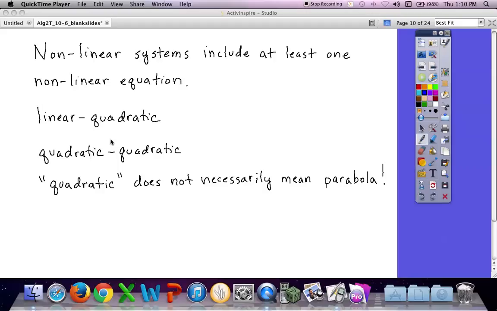Nonlinear systems include at least one nonlinear equation. And nonlinear could mean lots of things, right? It could mean quadratic, cubic, quartic, quintic, square roots, cubed roots, any kind of rational exponent. It could mean logarithms, exponentials, rational functions. But for the most part, I believe what they're aiming for from the SOLs is quadratic, really just quadratic.